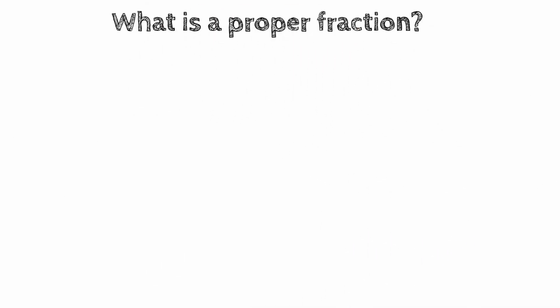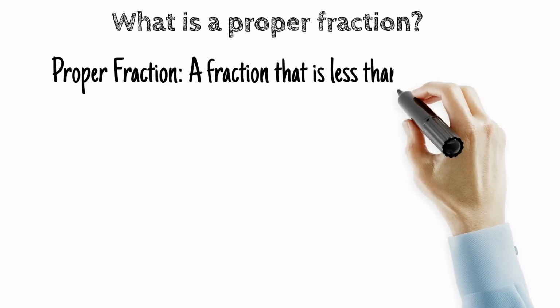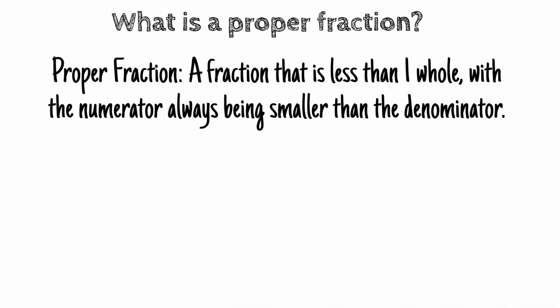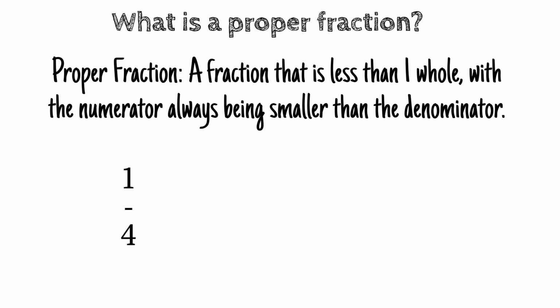Now let's talk about proper fractions. A proper fraction is a fraction that is less than one whole. One very important thing to remember about proper fractions is that the numerator, our top number, is always smaller than the denominator, which is our bottom number. Some examples include 1/4, 2/5, 4/9, or even 6/10.